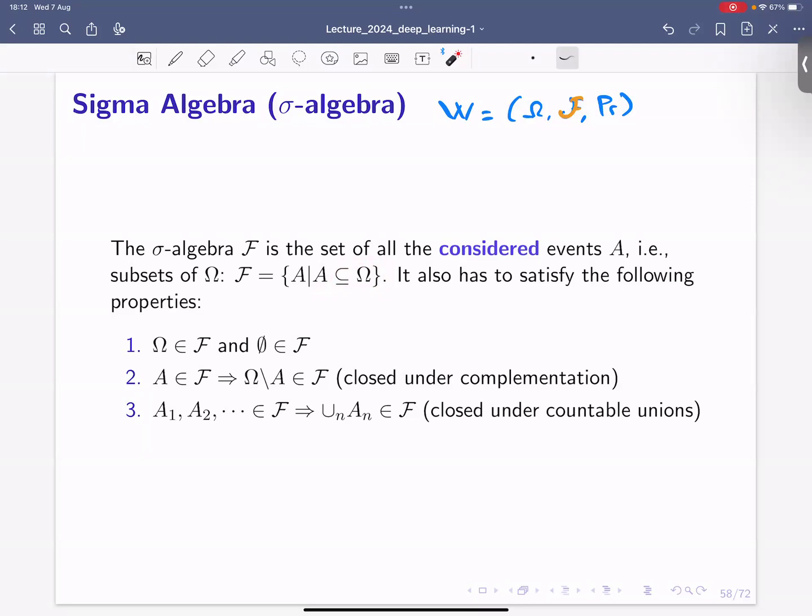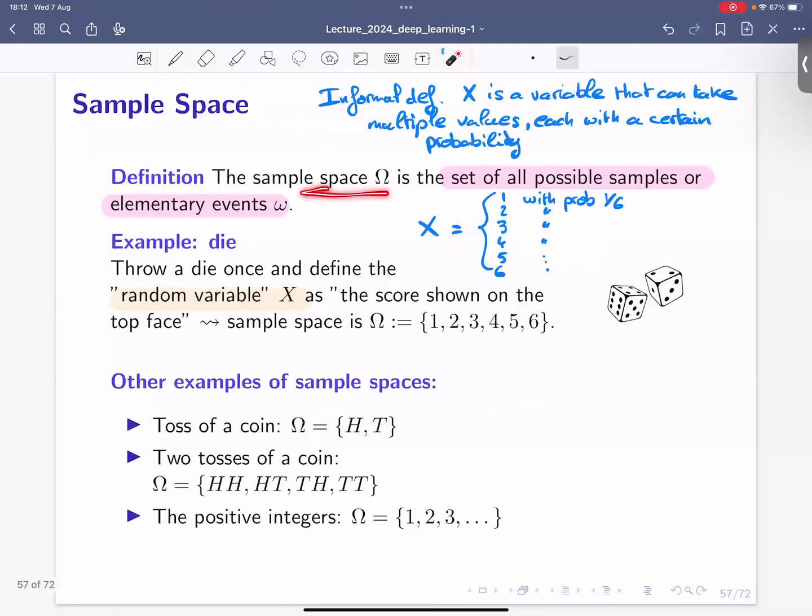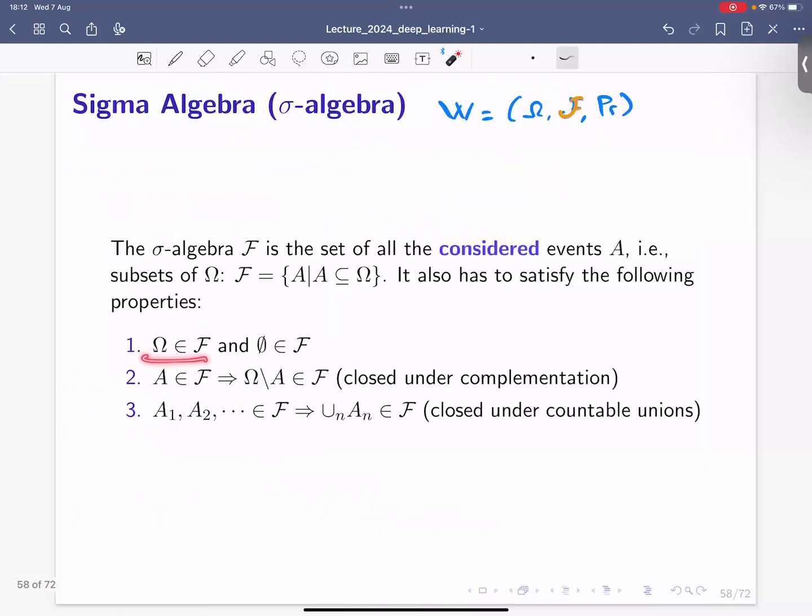However, for a sigma algebra to be valid, it has to satisfy some properties. There are 3 different properties that it has to satisfy. First of all, the whole sample space omega that we've just seen has to be in F. The empty set also has to be in F. So, for instance, one simple sigma algebra F is the set of the empty set and omega. Nothing and everything is in the sigma algebra.